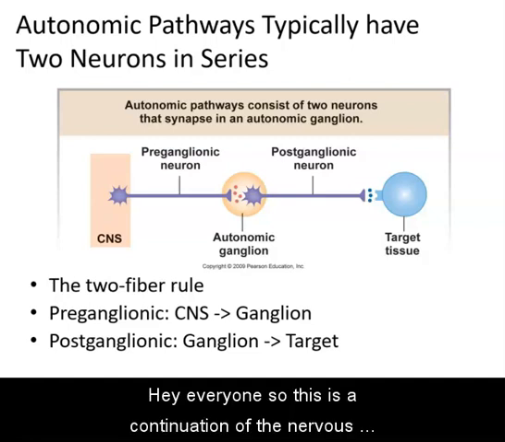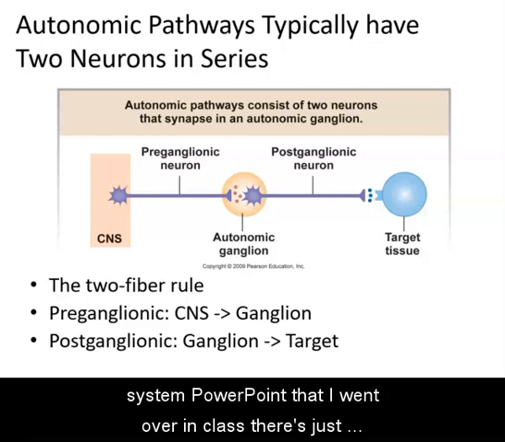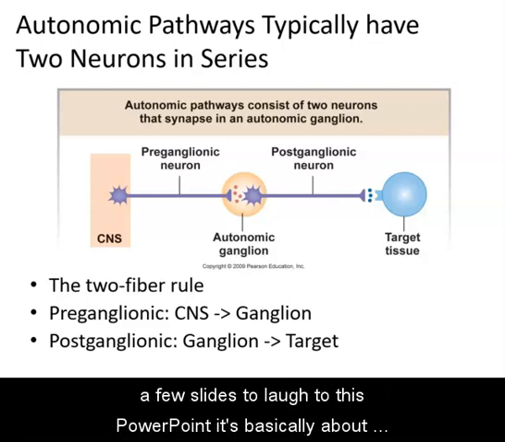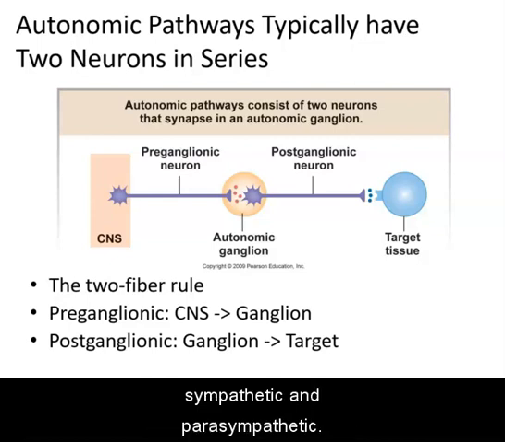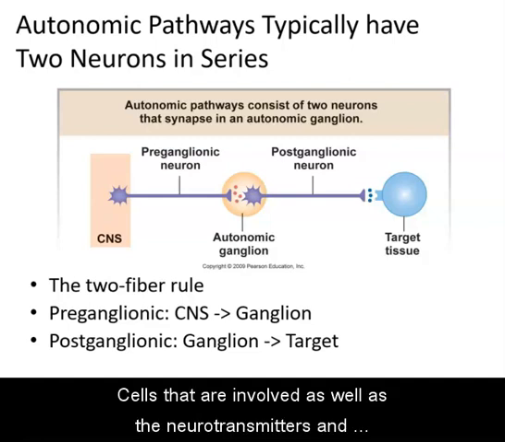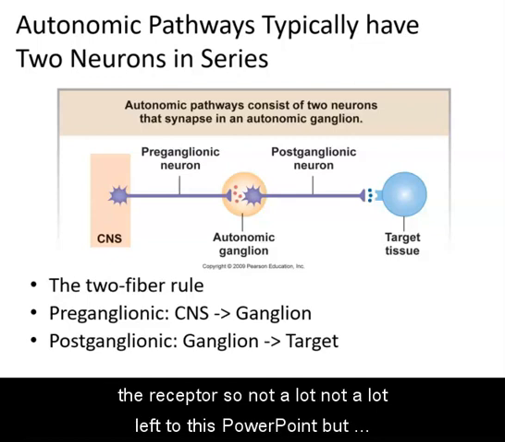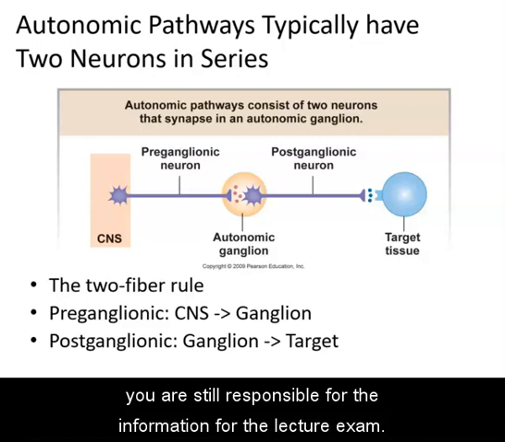Hey everyone, so this is a continuation of the nervous system PowerPoint that I went over in class. There's just a few slides left. It's basically about the different pathways in the autonomic system, both sympathetic and parasympathetic, the cells that are involved, as well as the neurotransmitters and the receptors. So not a lot left, but you are still responsible for this information for the lecture exam.